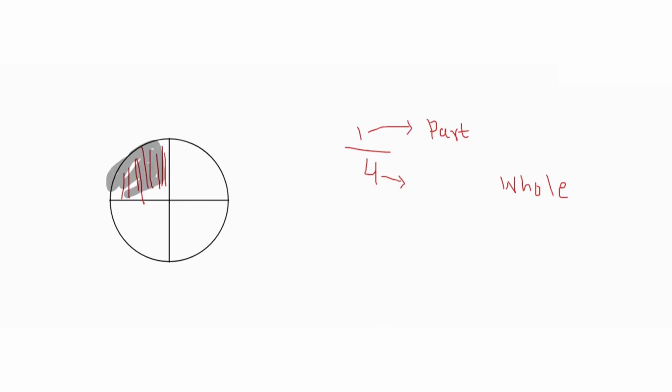One very, very important thing that we need to understand is that anything can be represented in terms of fraction only when that whole thing is divided into equal number of parts. If it is divided unequally, then you won't be able to represent that particular thing in terms of fraction. I hope that's clear.